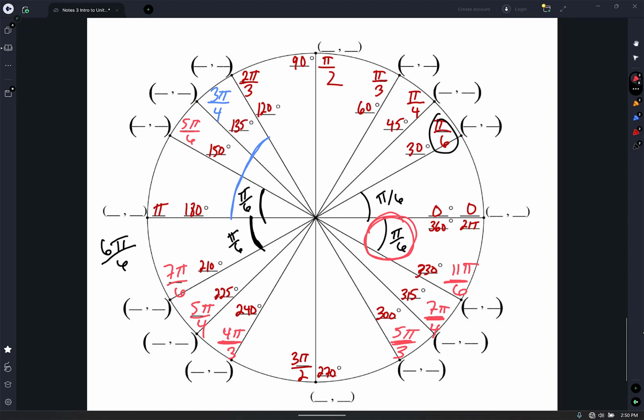All right. You can always multiply. You can always take the degree and multiply by pi over 180 to get these numbers. You can always do it.